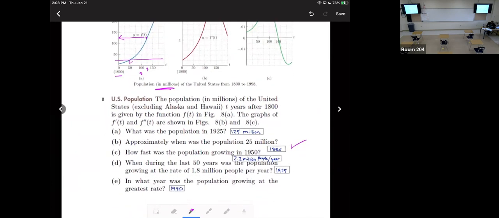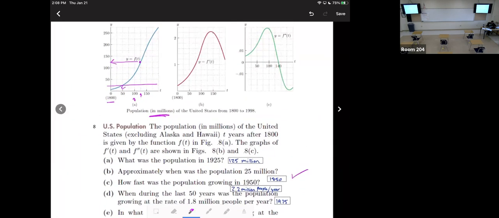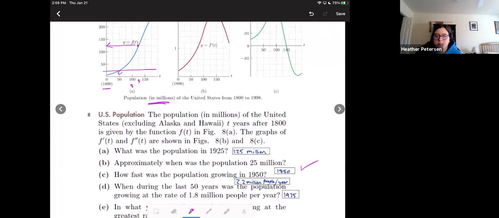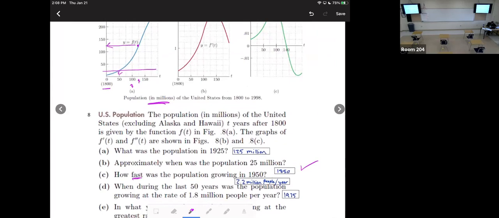How fast was the population growing in 1950? So what graph do you use? You'd use graph B. Right, so fast, you see the word fast, quickly, all those kind of words? That is code for the first derivative. They want you to talk about the slope. Now, if you did not have graph B to work with, you would have to draw a tangent line on graph A, and then use the grid to get numbers. Okay, so you have that possibility, but clearly we don't want to do that here.